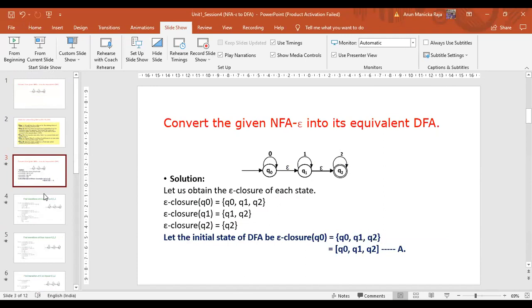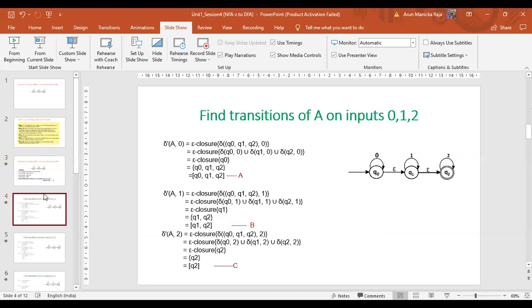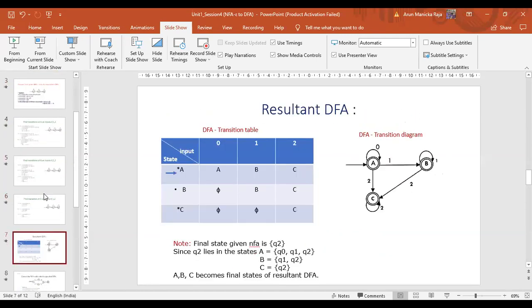The remaining things are the same procedure. Only the initial state is different here. We have to take the epsilon closure of the initial state of the given input. This is the initial state of the DFA, and the remaining things are the same procedure. We find the transition for all the states and draw the transition table and diagram.